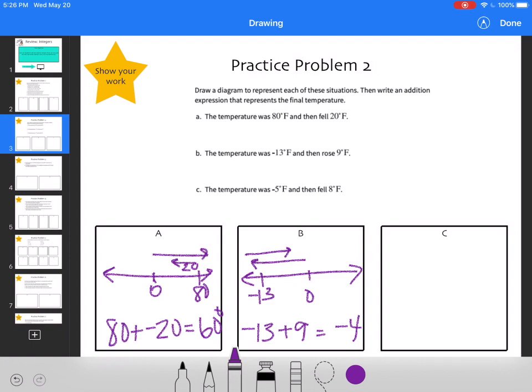Then it says the temperature was at -5. And then it fell another 8 degrees. So where is it at now? So that's -8. So -5 plus -8 is going to give me -13.